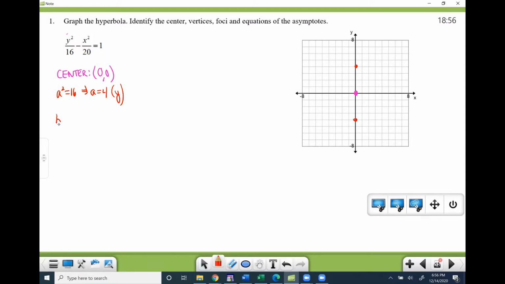Similarly, b squared is 20. So b is root 20. That's 4 times 5, you guys, so that's going to be 2 root 5. And that's under x. If I put square root of 20 in my calculator, it's telling me 4.47.